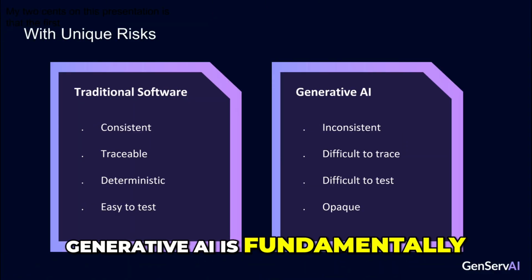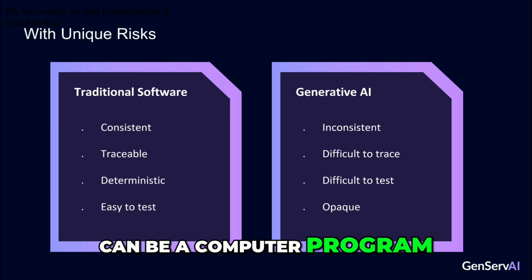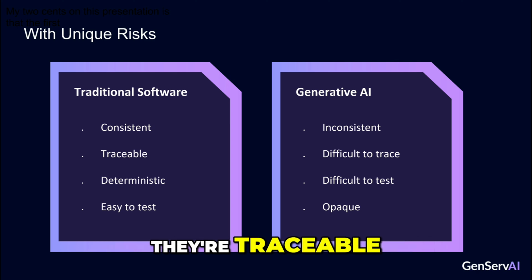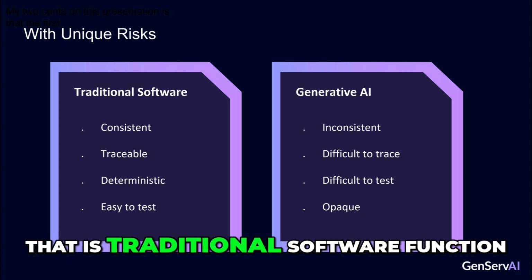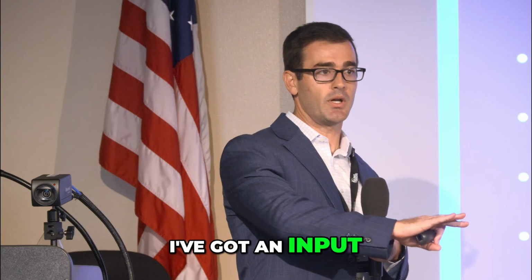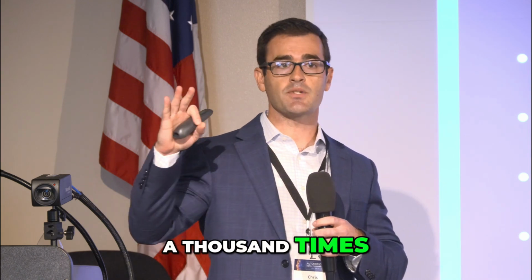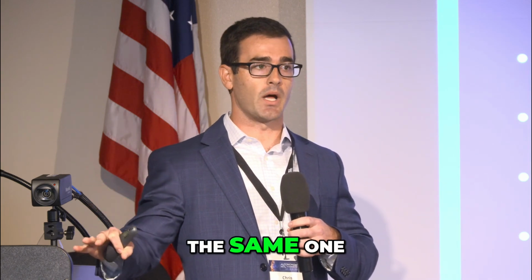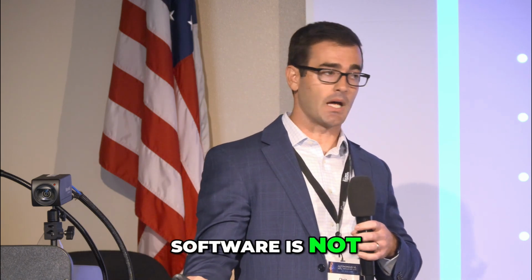Generative AI is fundamentally different for a lot of reasons. Well, if you think about traditional software, think about any application you use, an application can be a website, a mobile app, or a computer program. They are consistent, they're traceable, they're deterministic, and they're easy to test. What I mean by that is traditional software functions like this: I've got an input. If I put that input in, I'm going to get the same output. If I run it 1,000 times, 1,000,000 times, I'm going to get the same one, unless it's designed to produce different results, but for the most part, software is not.